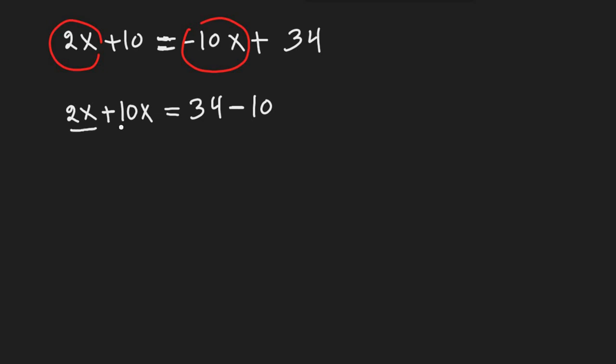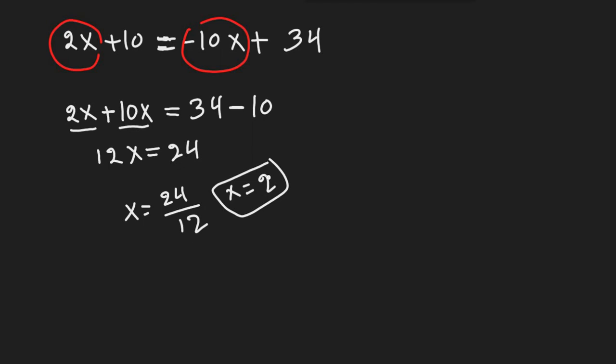So now 2x and 10x make 12x. It's equal to 34 minus 10, which is 24. And x is equal to 24 divided by 12, like the question we saw before. 24 divided by 12 is 2. So we found x is 2.